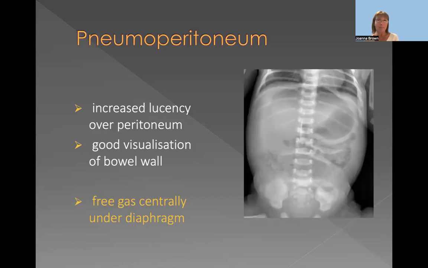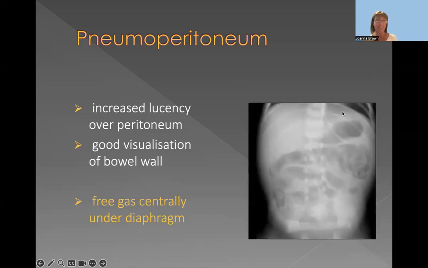So if you see the football sign, it's very characteristic for smaller children. The number of features of perforation on the X-ray will depend on how much free air is within the abdomen. So you can see here quite a large perforation with a large amount of free air within the abdomen. But in this one, you can see only a very small amount of air, which is positioned here in the anterior and central part of the diaphragm.